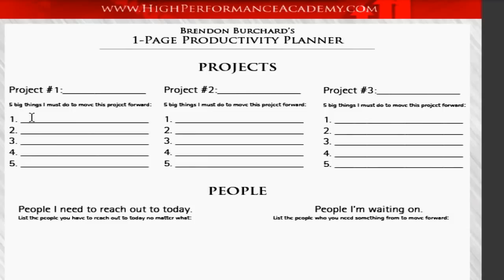So on project number 1, you'd have starting a blog. Under here, the 5 big things you'd have to do to get the project moving forward may include things such as niche research, buying a domain, getting the hosting sorted out, getting a theme uploaded, and then customizing with the plugins and other on-page things you've got to get sorted out.